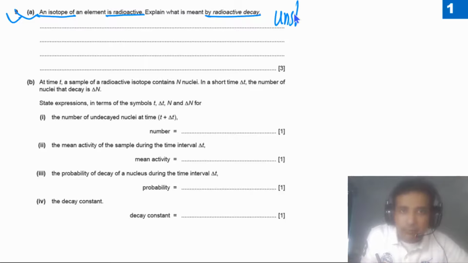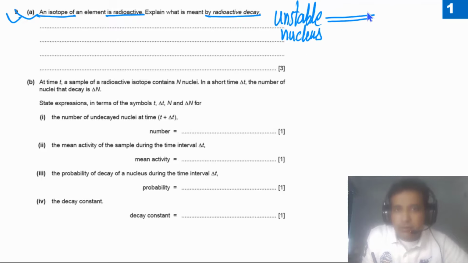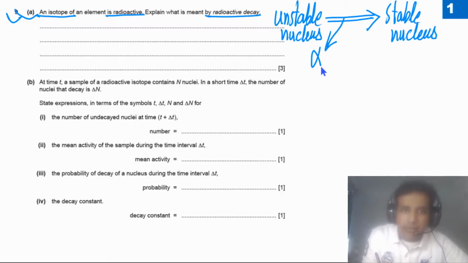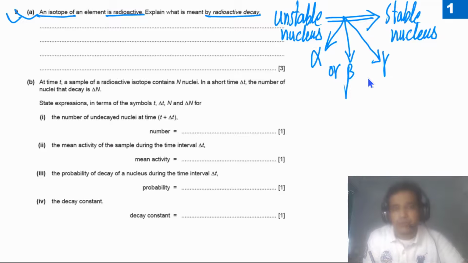Imagine that we have an unstable nucleus. This nucleus can become a stable nucleus by emitting alpha particles or by emitting beta particles or by emitting gamma radiations spontaneously and randomly. So we will call this process radioactive decay.